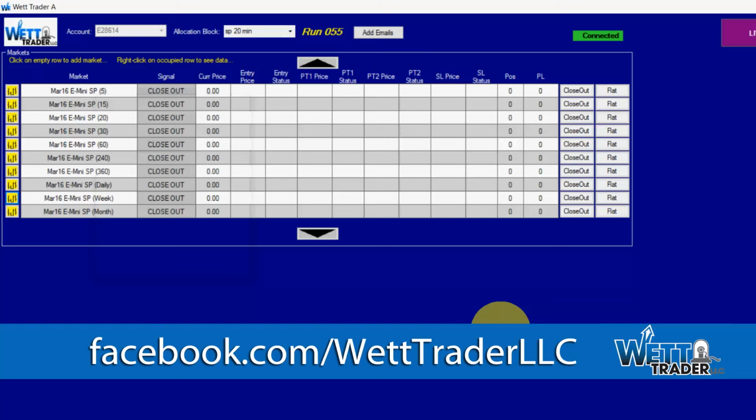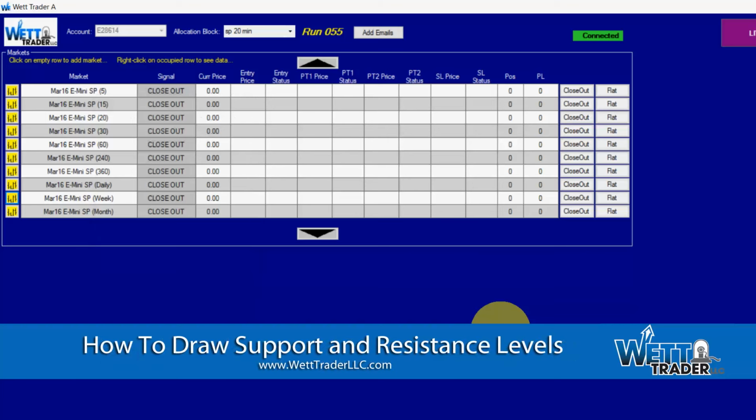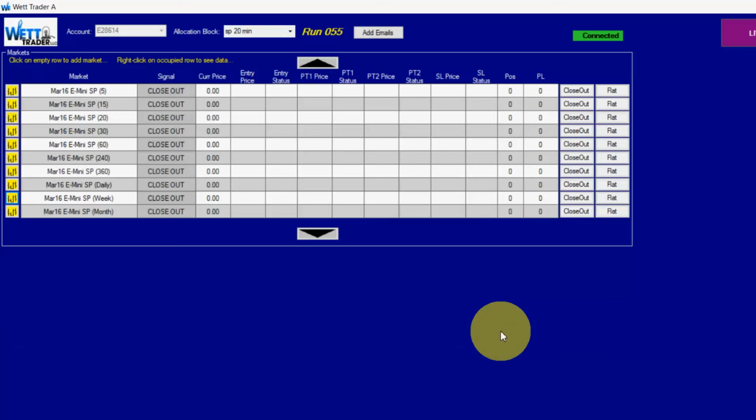www.wetttraderllc.com, here to teach you and show you how to draw support and resistance levels. Folks, you need to learn this, support resistance levels. I'm going to teach you how to draw support and resistance levels using www.wetttraderllc.com. And then I'm going to show you how to make some money with those same support and resistance levels.